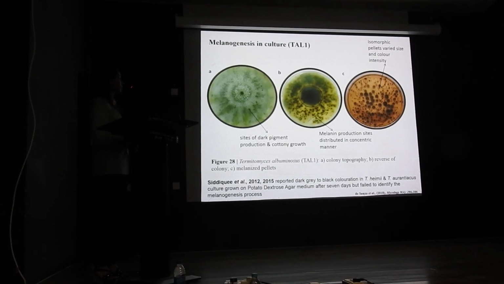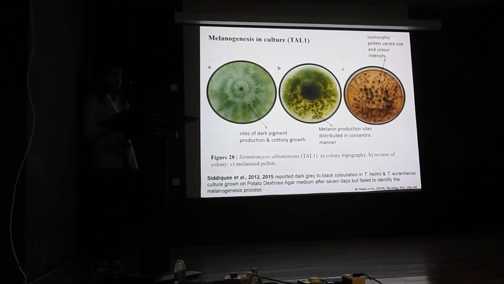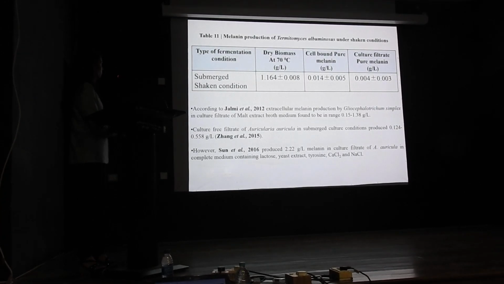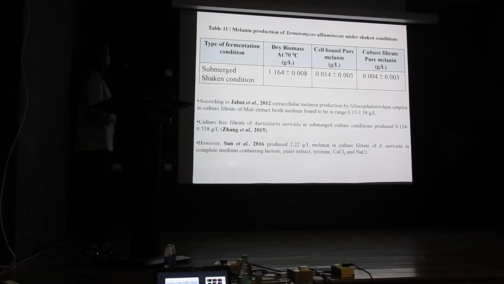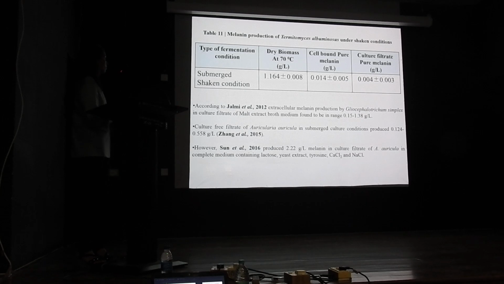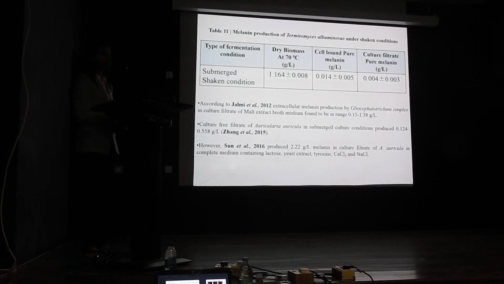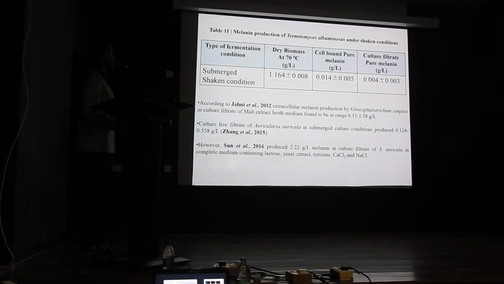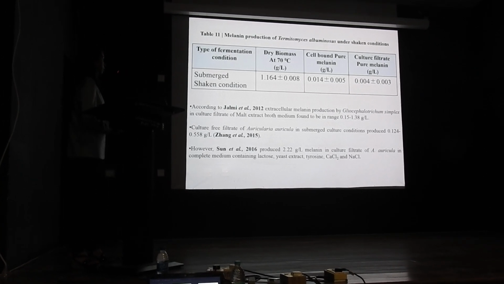Previously, Sadiki et al. in 2012 and 2015 reported that the culture plate produces pigment, but they did not identify it as melanin production. In submerged condition, the biomass studies were done. The biomass indicated that 1 gram yields around 14 mg of melanin, and previous studies such as Sun et al. in 2016, who worked on the edible mushroom Auricularia, found around 2.2 grams per liter of melanin produced. So Termitomyces has not been previously described for melanin production.